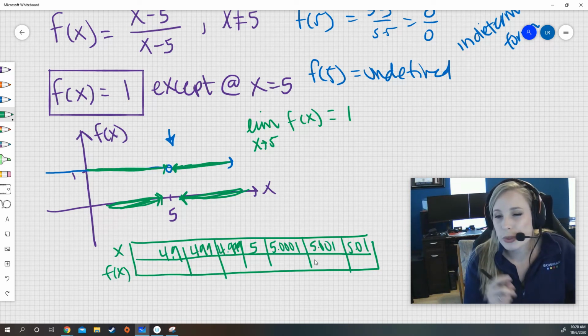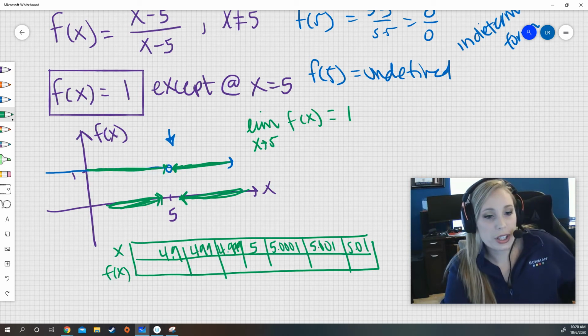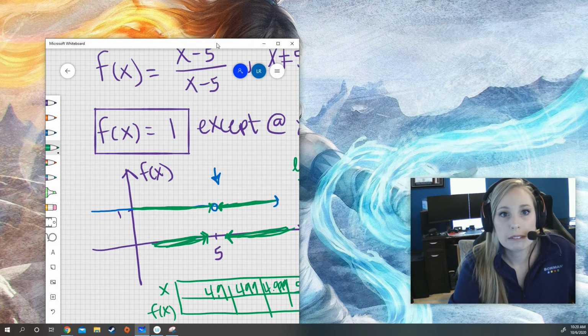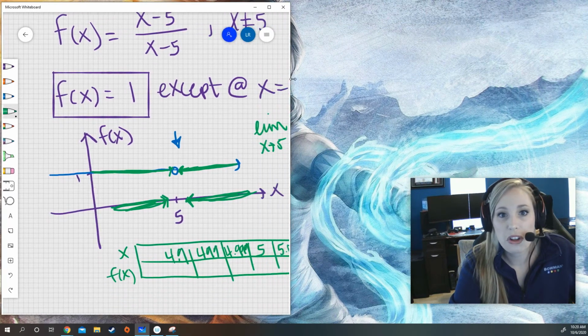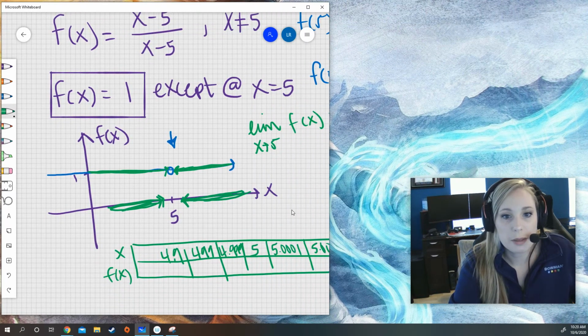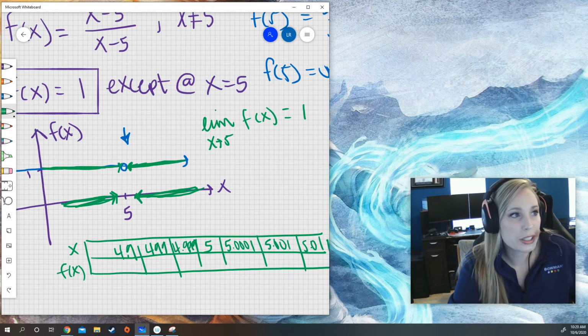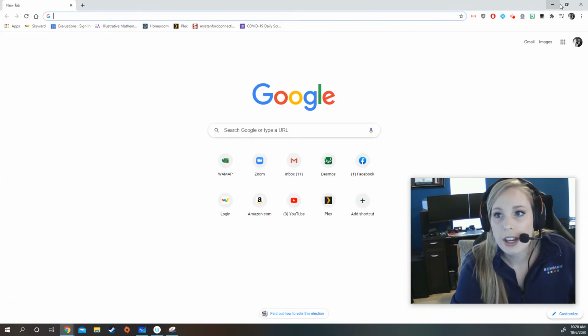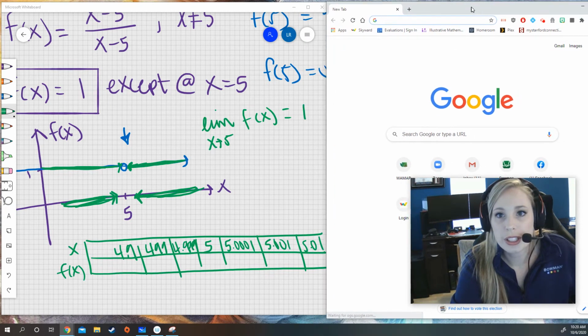And you know what? If I added more zeros or if I added more nines, that would be closer and closer and closer. So let me see if I can use technology correctly here. So I'm going to put this for half the screen, and then I'm going to grab a graphing calculator, and I'm going to try to put that for half the screen.